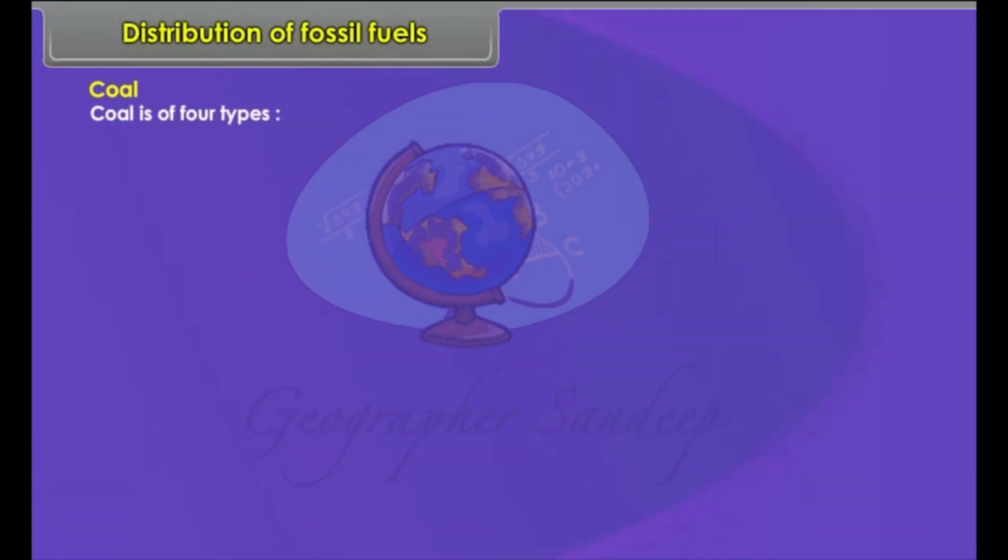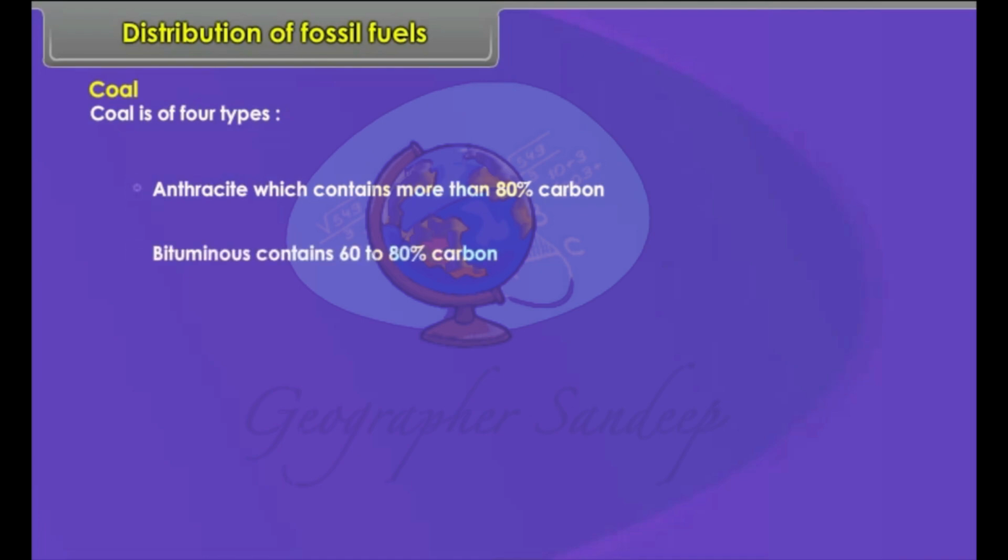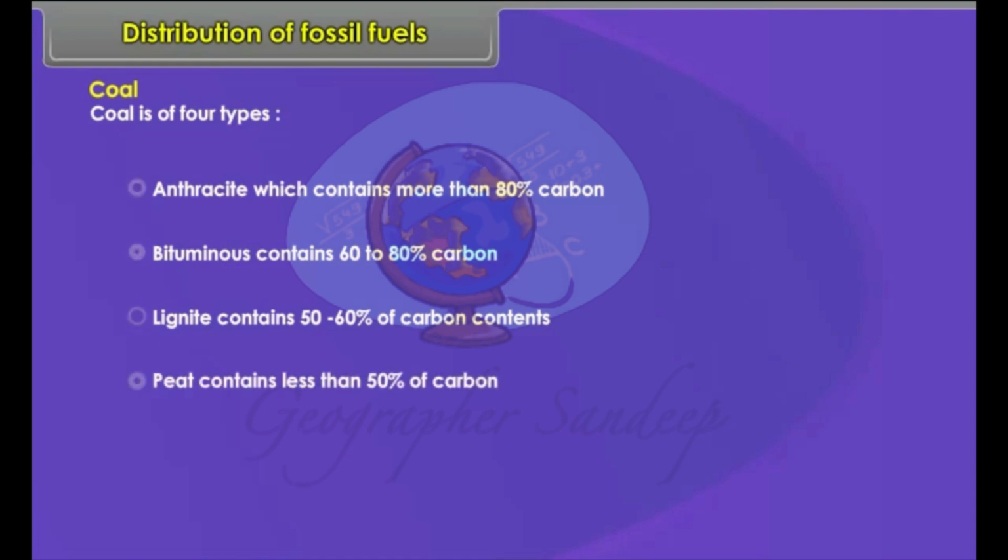Coal is of 4 types. They are anthracite, which contains more than 80% carbon. Bituminous contains 60 to 80% carbon. Lignite contains 50 to 60% of carbon. Peat contains less than 50% of carbon.